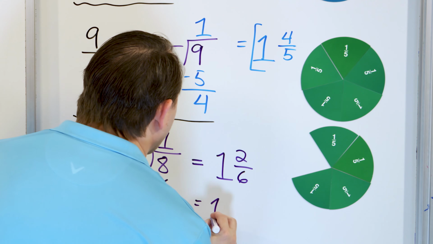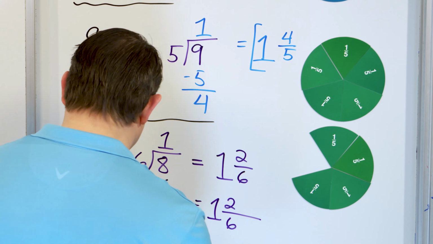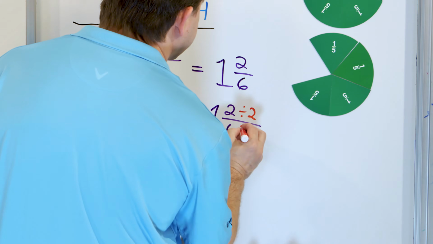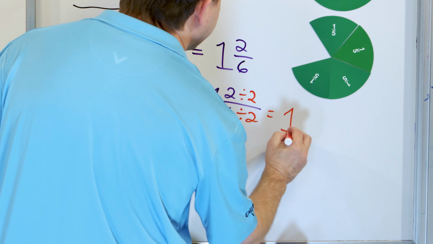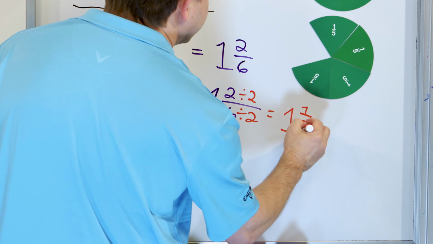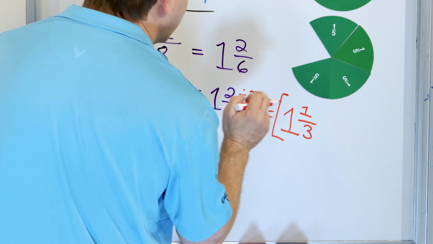So we can say 1 and 2/6. What I'll do is I'll just divide the top by 2, and I'll divide the bottom by 2, and 2 divided by 2 is 1, and 6 divided by 2 is 3. And so the answer we get is 1 and 1/3.